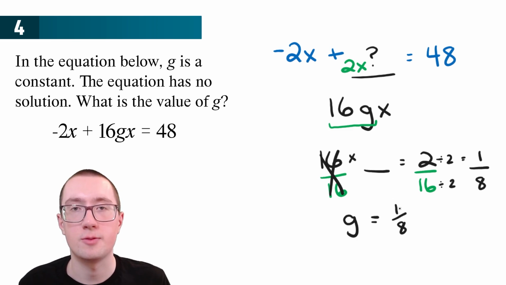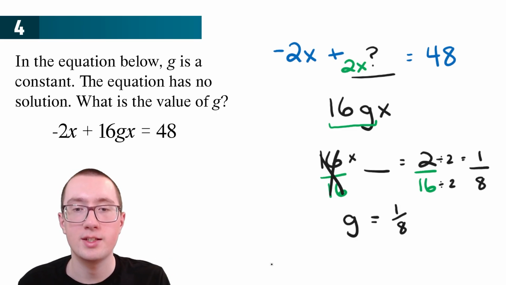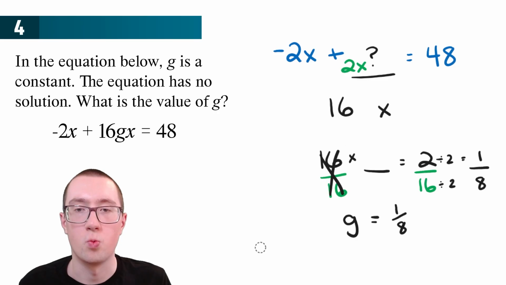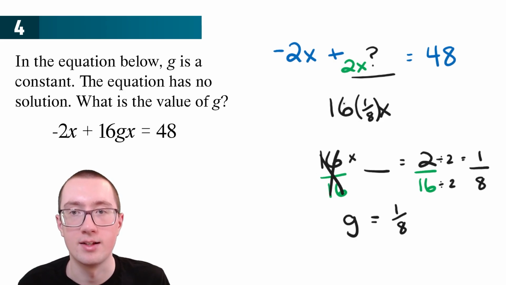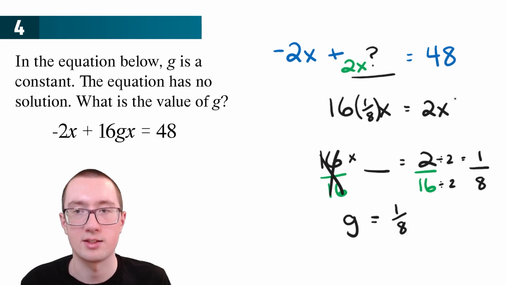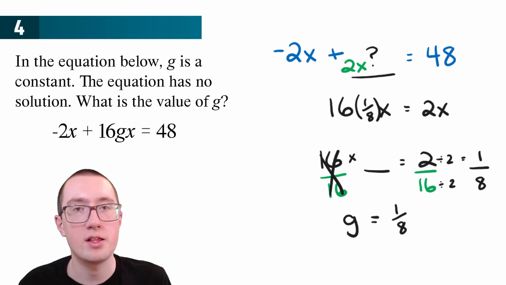Now, I know that might have seemed like a lot, so let's do a sanity check of our answer, right? If we replaced the letter g here with 1 over 8, then does it equal 2x? And yes, it does, right? 16 times 1/8, that's the same as 16 divided by 8. 16 divided by 8 is 2. So this is equal to 2x, which is what we wanted here in the question mark. So if g is equal to 1 over 8, the equation has no solution. So that's our answer here.